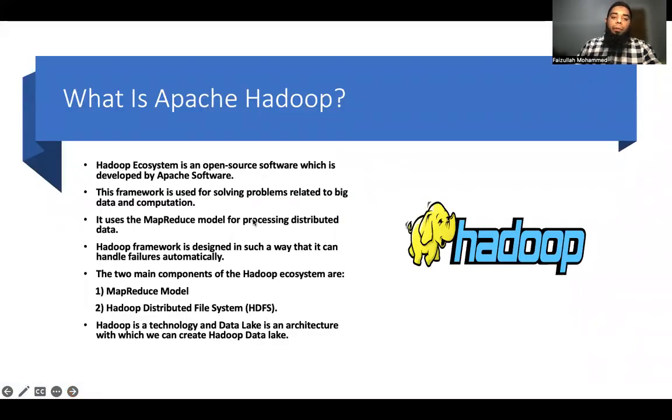First of all, we will learn about what Apache Hadoop is. The Hadoop ecosystem is open source software developed by the Apache Software Foundation. This framework is used for solving problems related to big data and computations. It uses the MapReduce model for processing distributed data. The two main components of the Hadoop ecosystem are the MapReduce model and HDFS, the Hadoop Distributed File System.